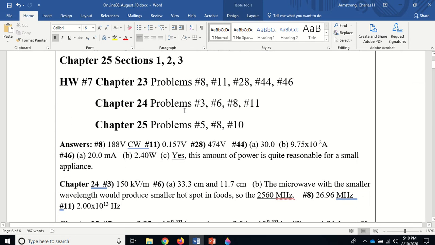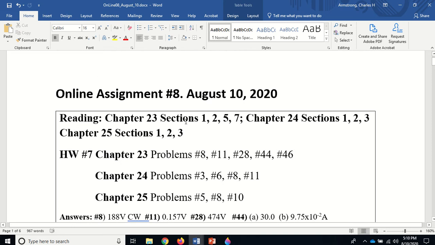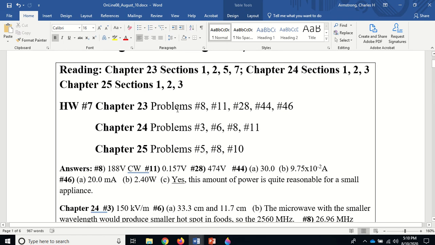We're only covering these sections in chapter 23: 1, 2, 5, and 7. In chapters 24 and 25, we're only covering the first 3 sections. And the problems are extremely easy, and we'll go over them. This video, we're just going to do chapter 23. Then tomorrow, I'll do chapter 24 and chapter 25.